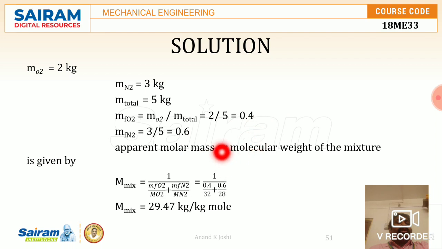So 0.4 divided by 32. The molar mass is given in the problem itself, so no need to worry about this value: 32 for O2, and for N2 it is 28. So 0.6 divided by 28. After substituting these values and calculating, the molecular weight of the mixture becomes 29.47 kg per kg mole. This is the molecular weight of that mixture of 5 kg.